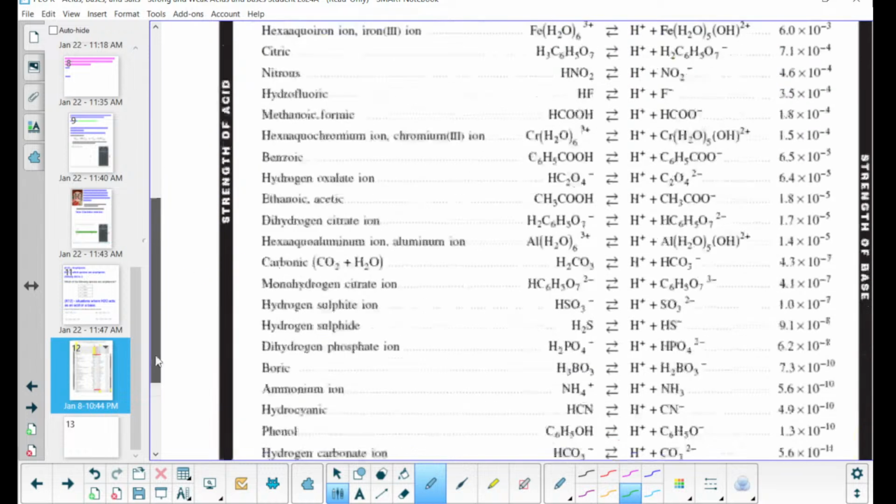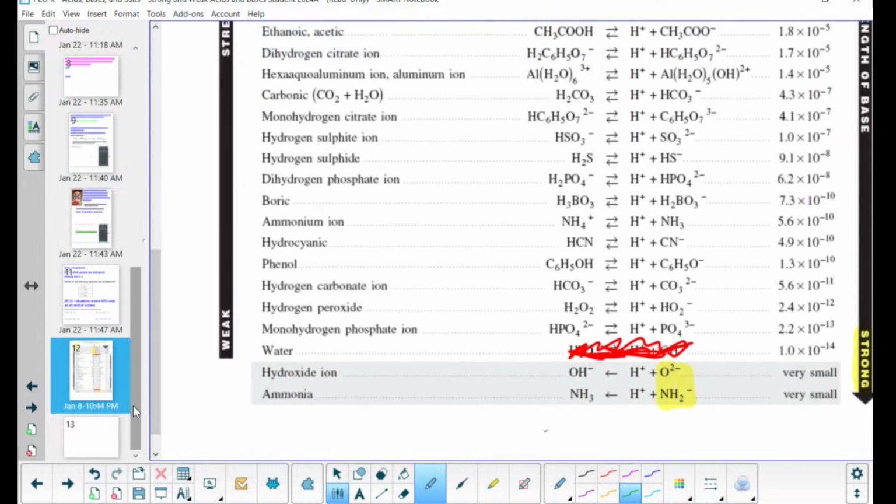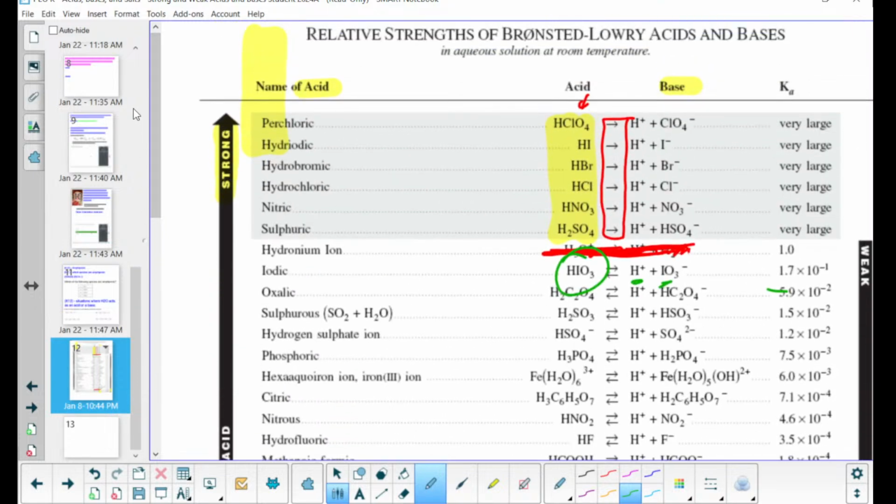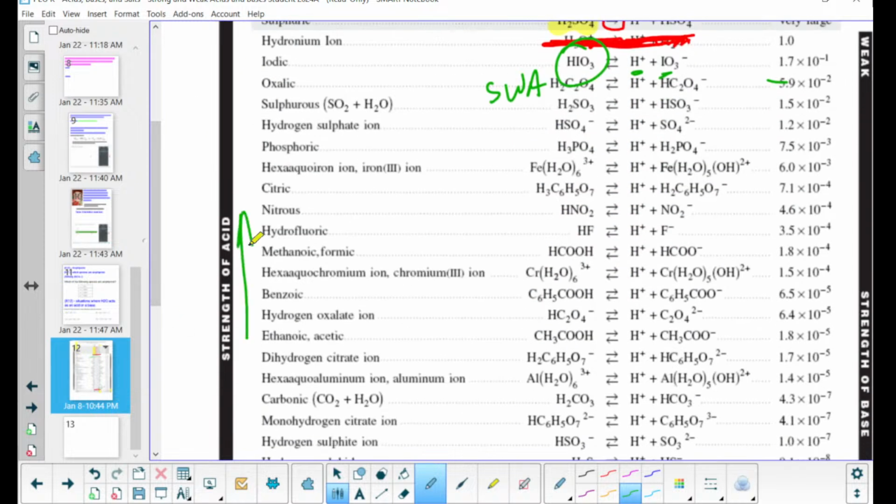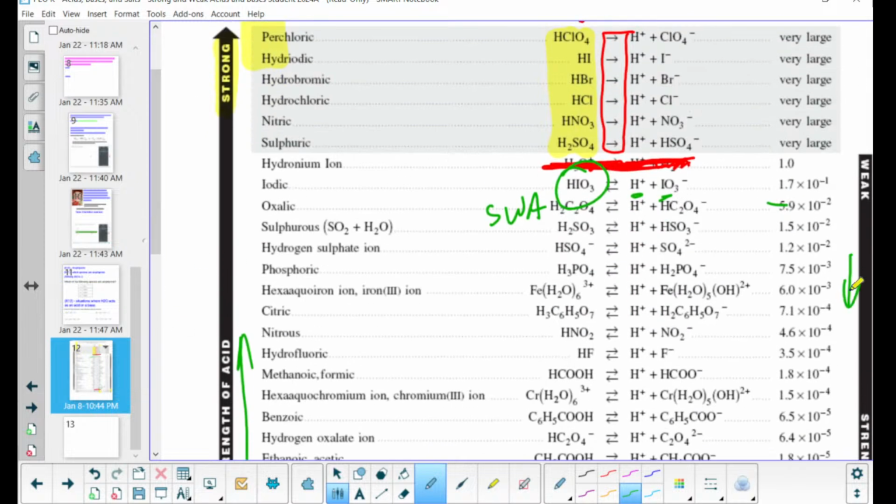What is the strongest of the weak bases? Monohydrogen phosphate ion. No. Oh wait, sorry, PO4 minus 3. Yeah, phosphate ion. So switch sides. So these are the bases. These are the strong weak bases. And those are the strong weak acids. And they give you a table and arrows on either side to remind you of it. So that's how your table works.